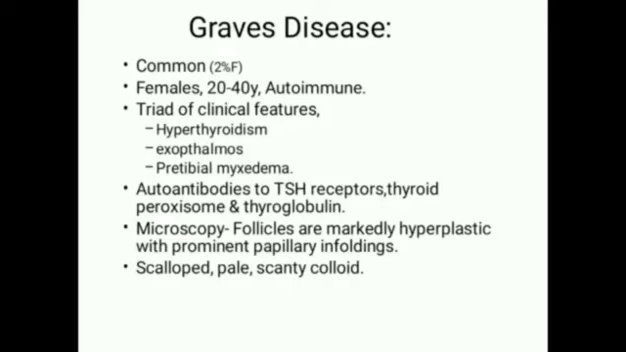In the microscopy you will see the follicles are markedly hyperplastic with prominent papillary enfoldings. Okay, this picture can sometimes be there in the hyperplastic stage of multinodular goiter also. Okay, but they have scalloping of the borders and scanty colloid. Okay, and it will be pale. Okay, the multinodular goiter has eosinophilic colloid.